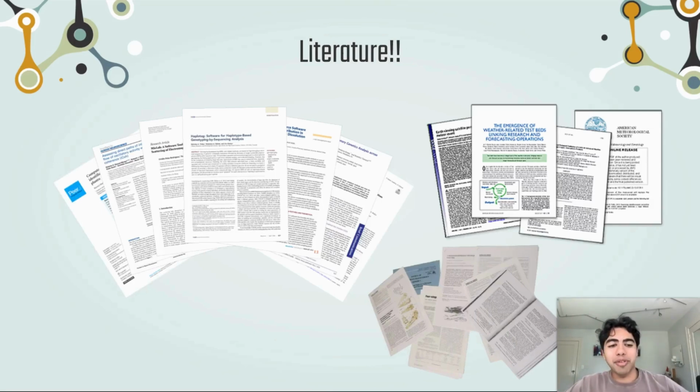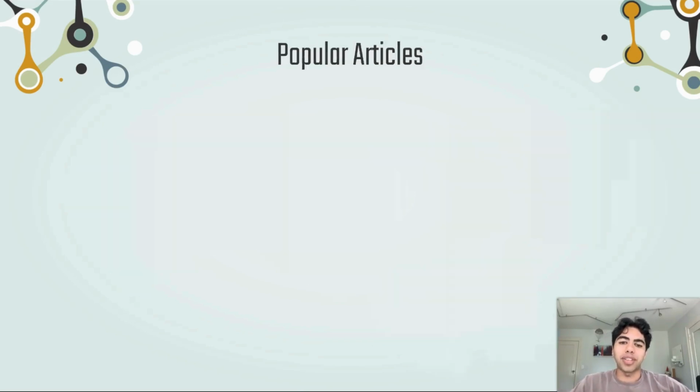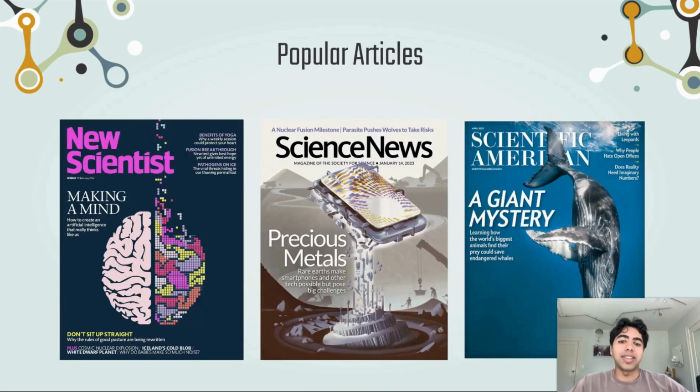I'll make a whole separate video on how to dissect journal articles, but for now, I would just recommend that at first you look at some popular articles in New Scientist, Science News, and Scientific American, or any other sort of popular journals that are a part of your specific field. These articles will be very easy to digest and give you a broad understanding of various problems that science is facing today and what different groups are doing to approach them.